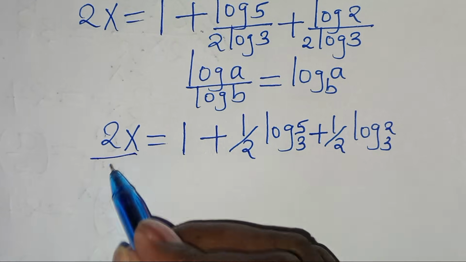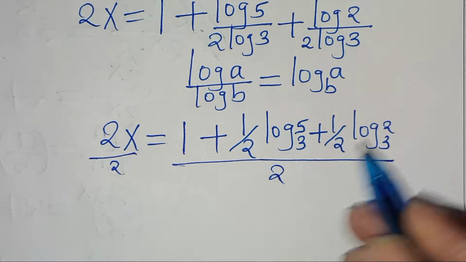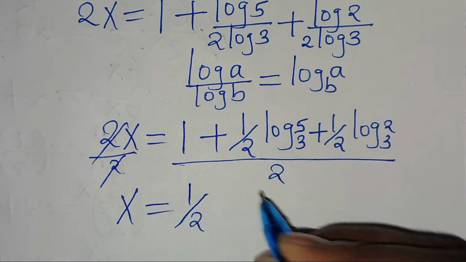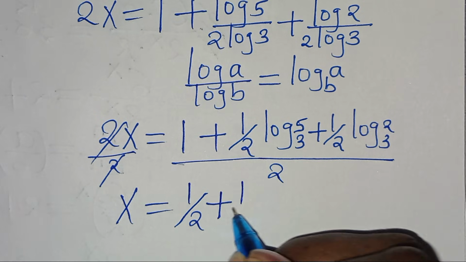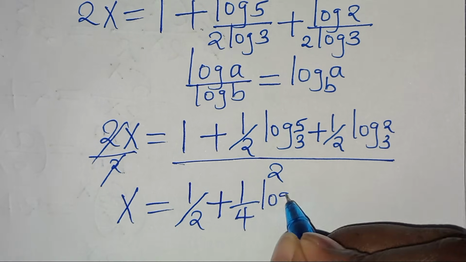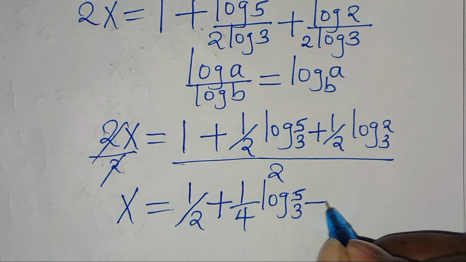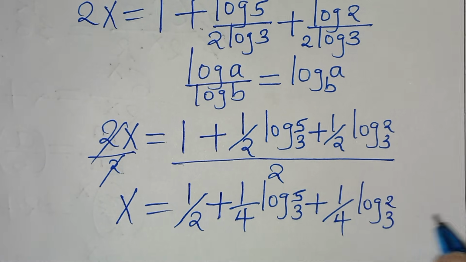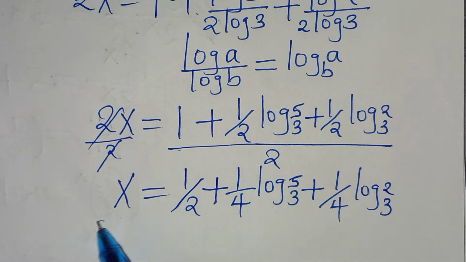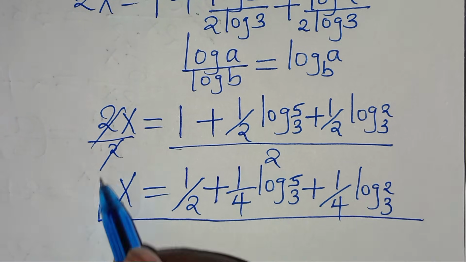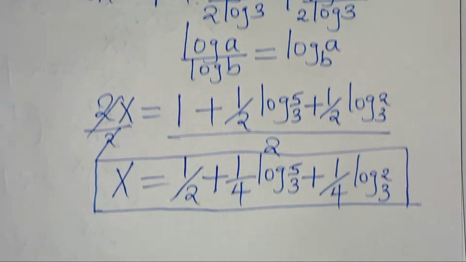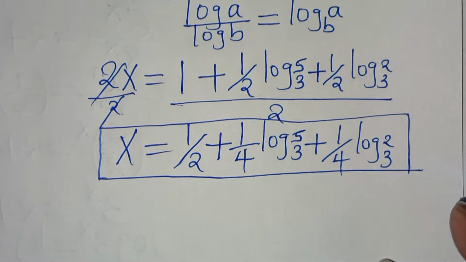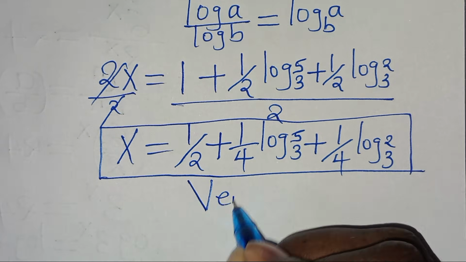Now let's divide both sides by 2, so that here we have x equal to a half plus 1 over 4 log 5 to base 3, then plus 1 over 4 log 2 to base 3. So this is the value of x. The next step is to verify that this value of x satisfies the equation. So let's verify from here.